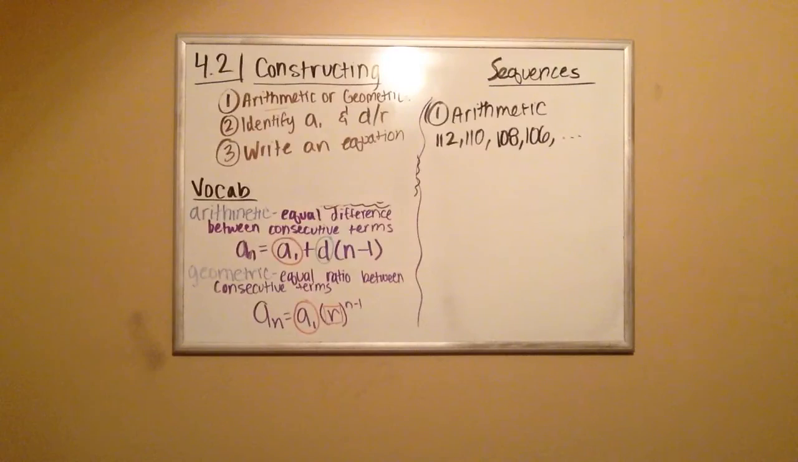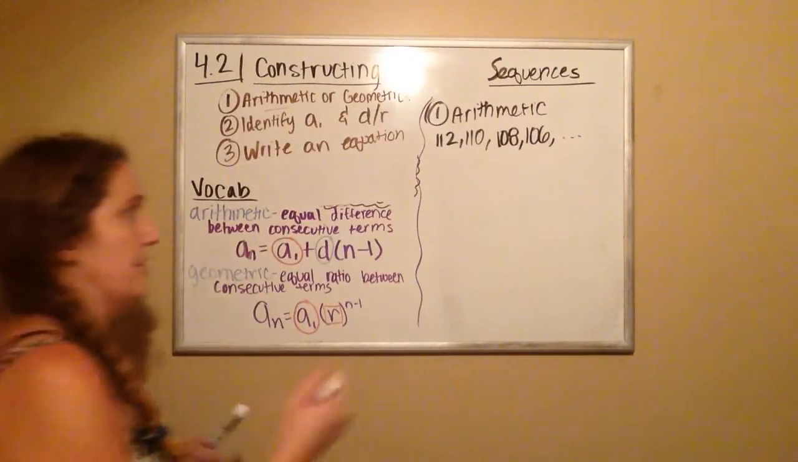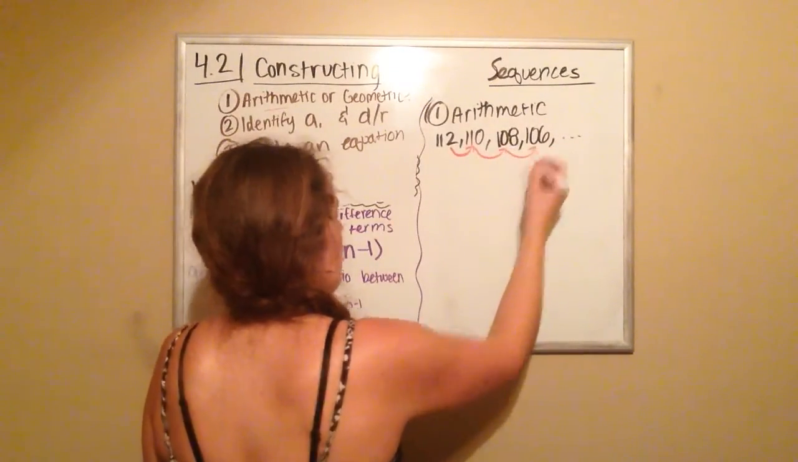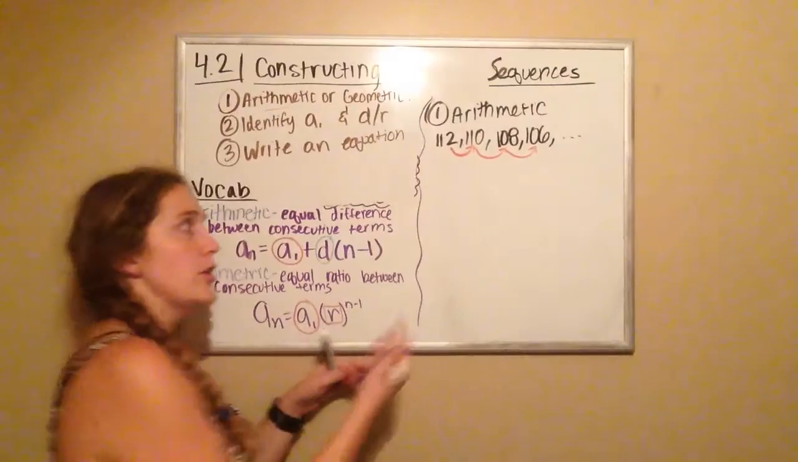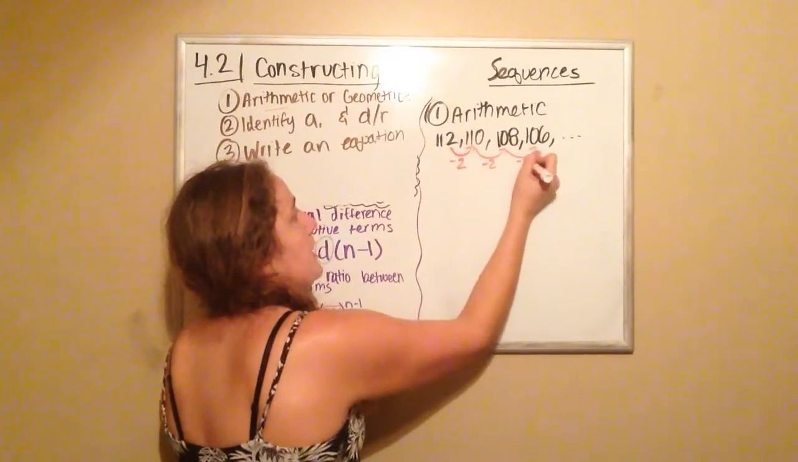Alright, so we already know it's arithmetic. Cool. So we know there's some sort of difference. We have to figure out what is the difference each time. What are we adding or subtracting each time? Okay, well it's getting smaller, so we're definitely subtracting something. And we're actually subtracting 2 each time, and it does end up working out.